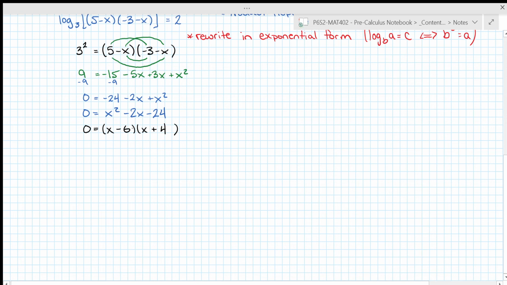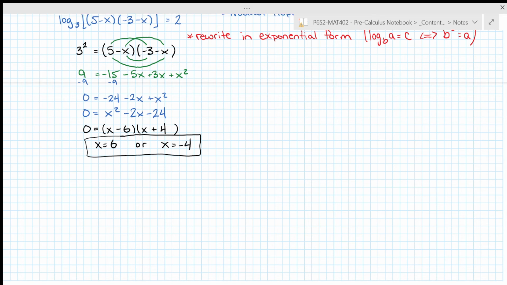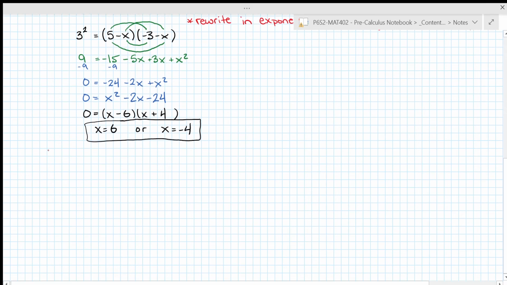So 0 equals this, my zero product property. I know that x equals 6, or x equals -4. If x was 6, 6 minus 6 is 0, 0 times anything is 0. Or if x was -4, -4 plus 4 is 0, 0 times anything is 0. So there are my two solutions to this problem. But one of them is fake. So we need to go in and check these solutions.